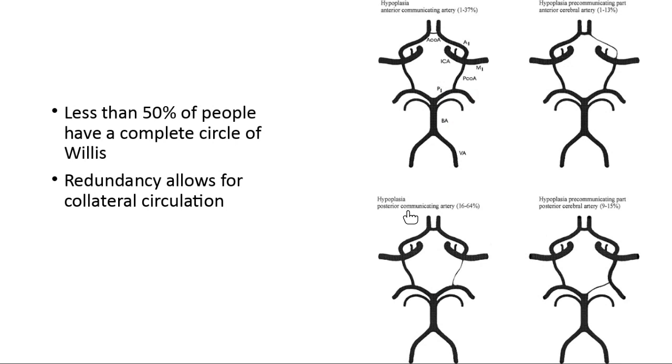There are multiple variations in the circle of Willis in general. We're commonly taught about having a full loop, anastomotic ring that comprises the circle of Willis. However, there's multiple variations wherein there are hypoplasias, narrowings, or lack of presence of some of these arteries that feed into the circle of Willis. Some variations include hypoplasia of the anterior communicating artery, the anterior cerebral artery, the posterior communicating artery, and the posterior cerebral artery. Most commonly, the posterior communicating artery is often reduced or not present.